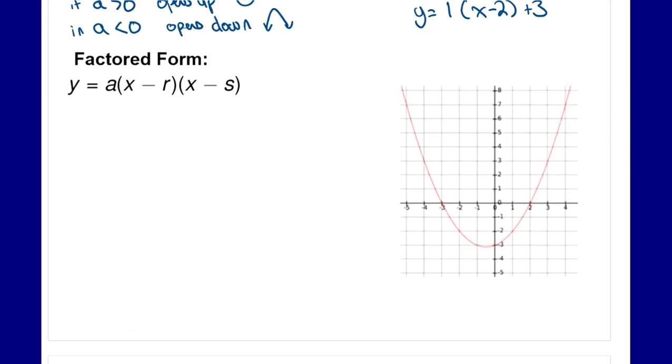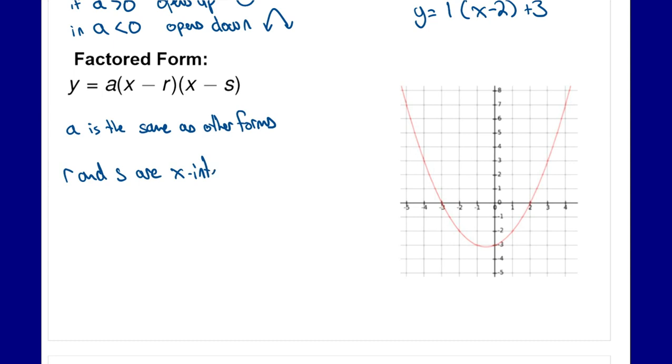Factored form, again, a value. So a is the same as other forms, which it will be for all of them. The other thing that we get, r and s are x-intercepts. So that is the unique thing about this form. It tells us the x-intercepts. We just have to make sure that we change the sign as well. So we need to change the sign of the r and the s from what we see in the brackets.